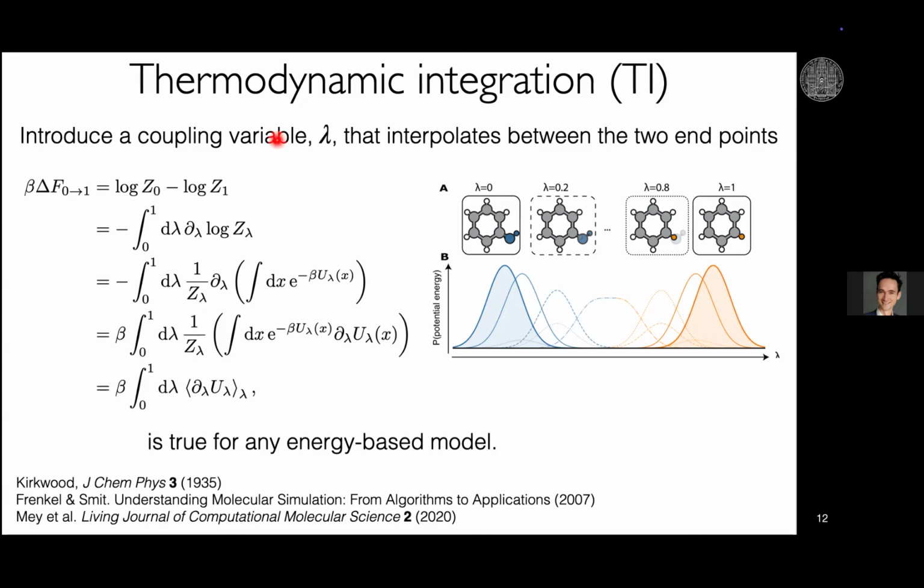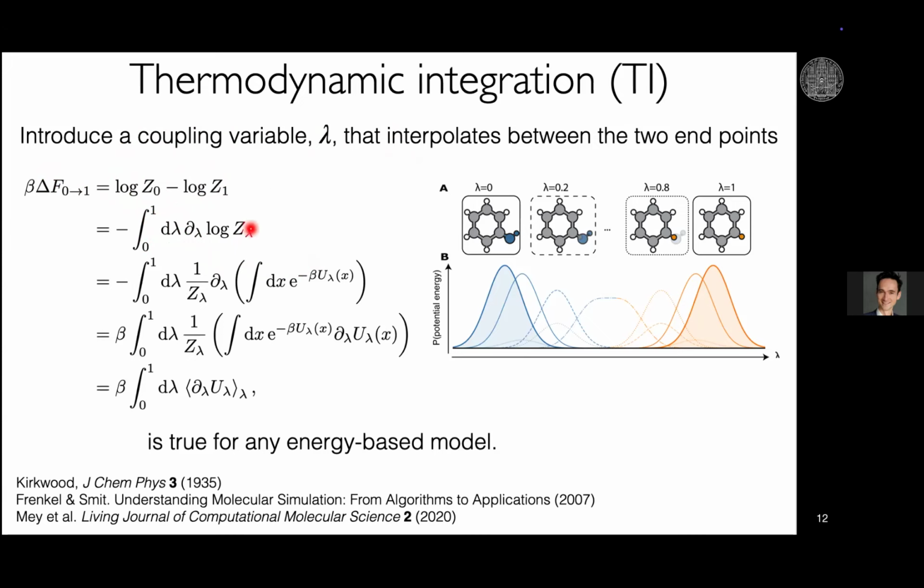I'm free to choose whichever path I want to take to connect the two. And so I'm going to dream up a coupling variable, lambda, and this will describe the path that takes me from one Hamiltonian to the other one. If I do this, then I can rewrite my free energy difference as a difference in log partition functions. And so I can rewrite this as an integral over this coupling variable by taking the derivative of the log partition function with respect to that coupling variable. And again, because this is a state function, this is exact.